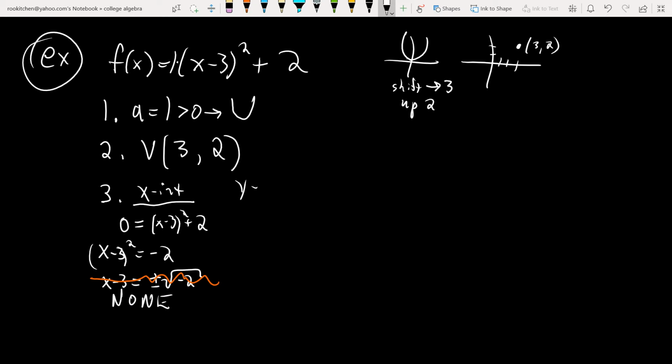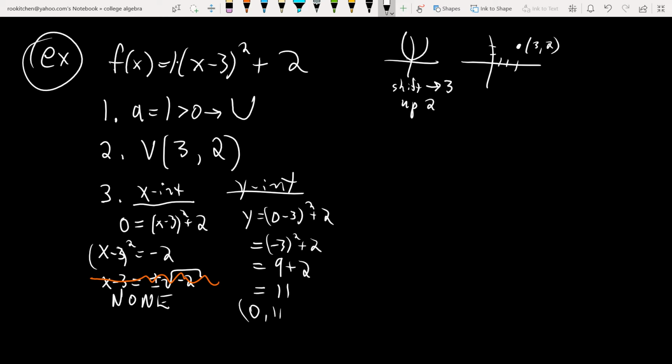Okay, y-intercept. For the y-intercept, you let x equal 0. So we have y equaling (0 minus 3) squared plus 2. So y equals negative 3 squared plus 2. So y equals 9 plus 2. So y equals 11. So I get (0, 11) as my y-intercept.